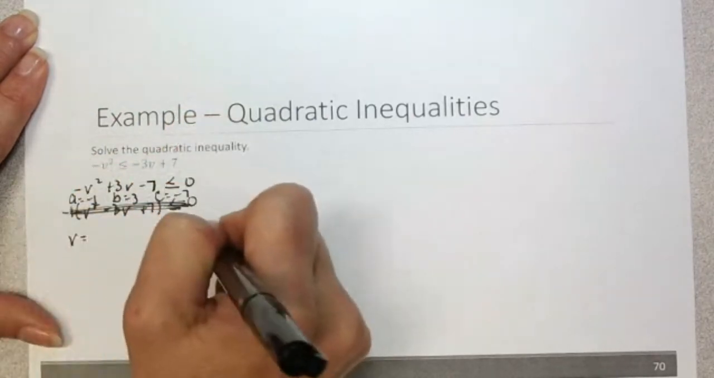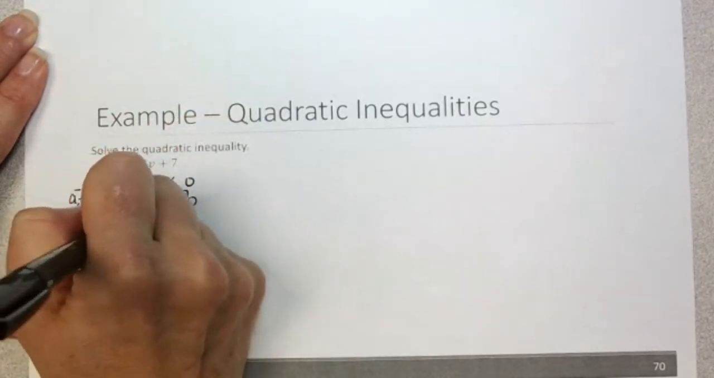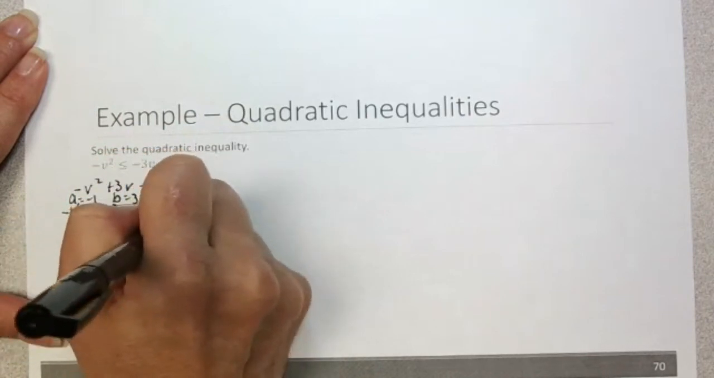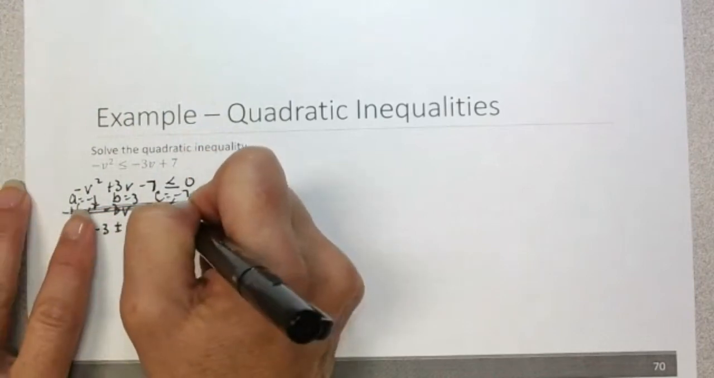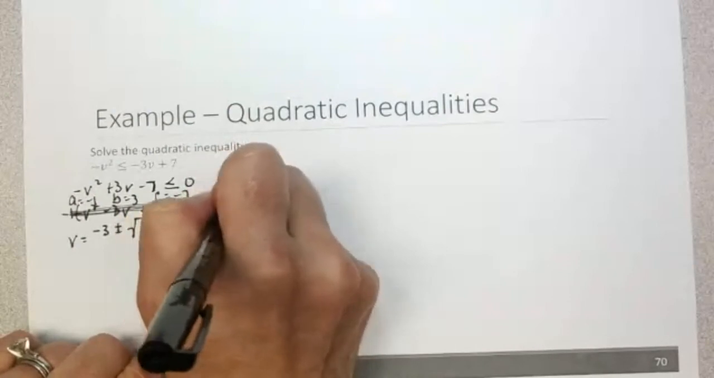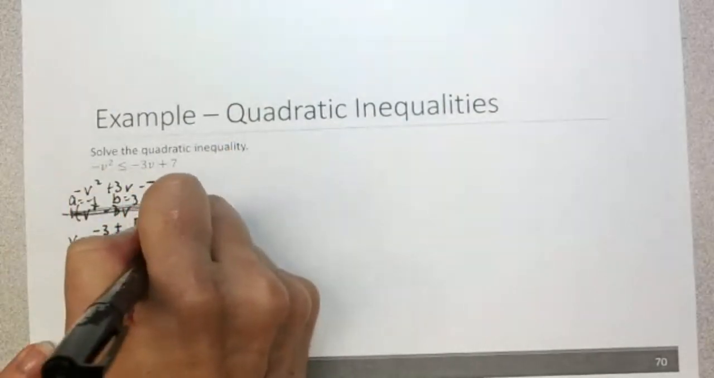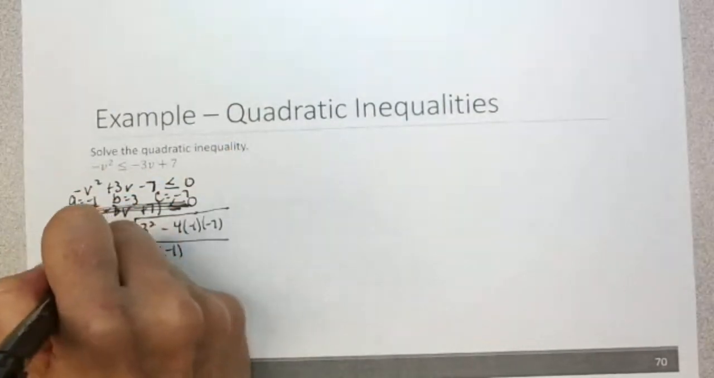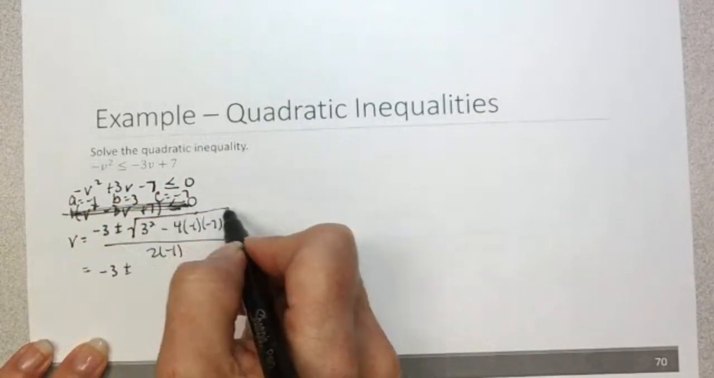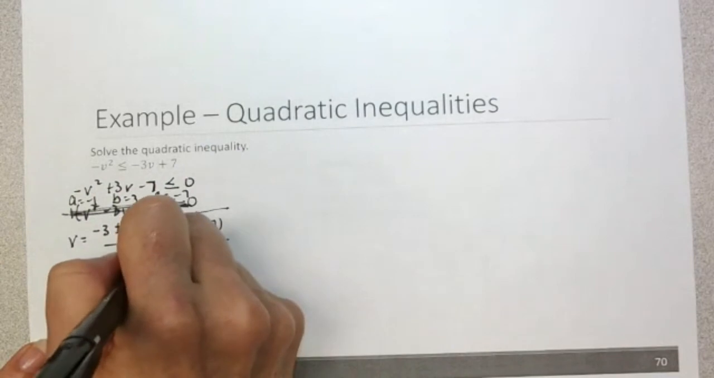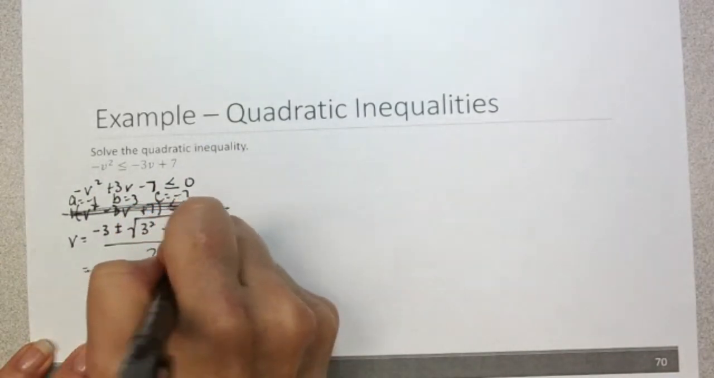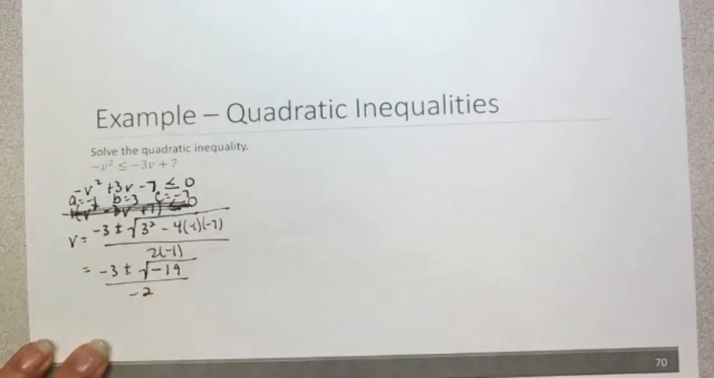So that means V has to be -B, or -3 plus or minus the square root of 3 squared minus 4 times A, -1, times C, -7, all over 2A. Let's see, what is that? -3 plus or minus the square root of 9 minus 28. What is that? -19. All over -2.